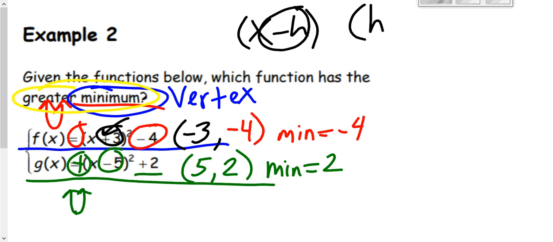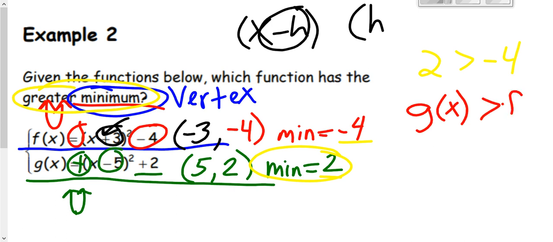So then our question was, which one is the greater minimum? So which one is greater, 2 or 4? Sorry, it's a -4, so 2 is greater than -4, which means that g of x has a greater minimum than f of x. So g of x has the greater minimum. That's all it was asking for. Let's go look at example 3.